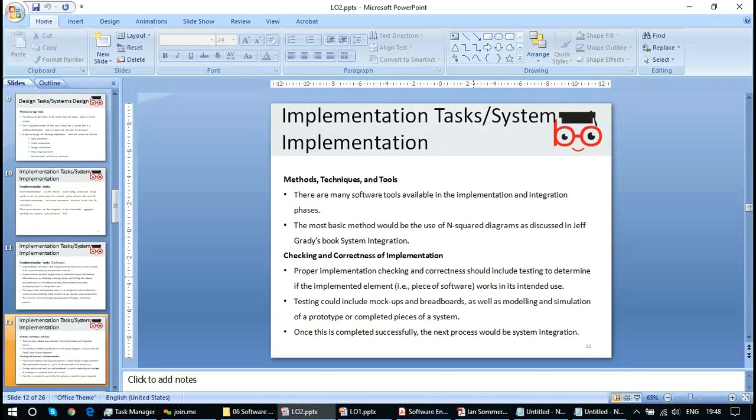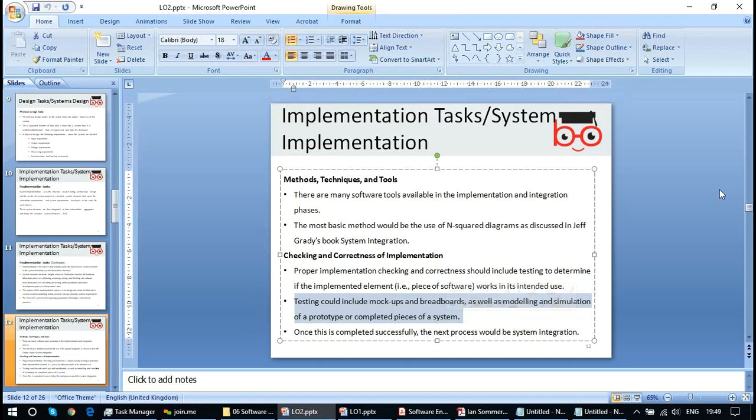It means your assessment should give an evaluation after testing to determine if the implementation works in its intended use. So what was the intended use? The expected behavior of the system. Then the testing could include the mock-ups and the breadboards, as well as the modeling and simulation of a prototype or completed piece of a system.